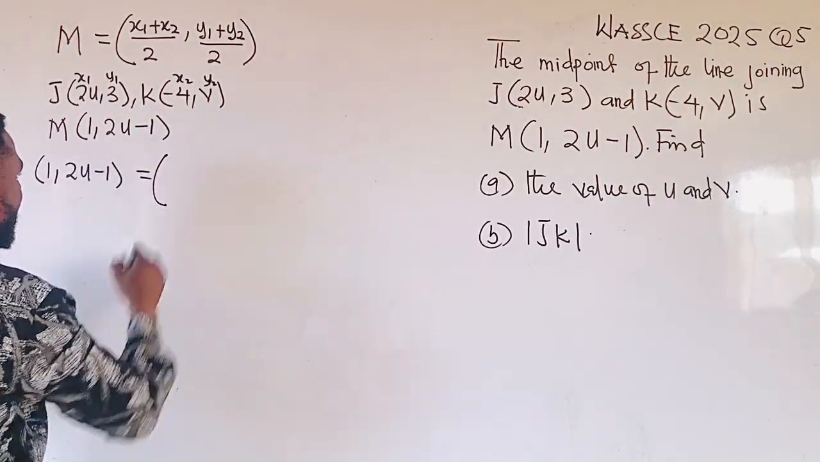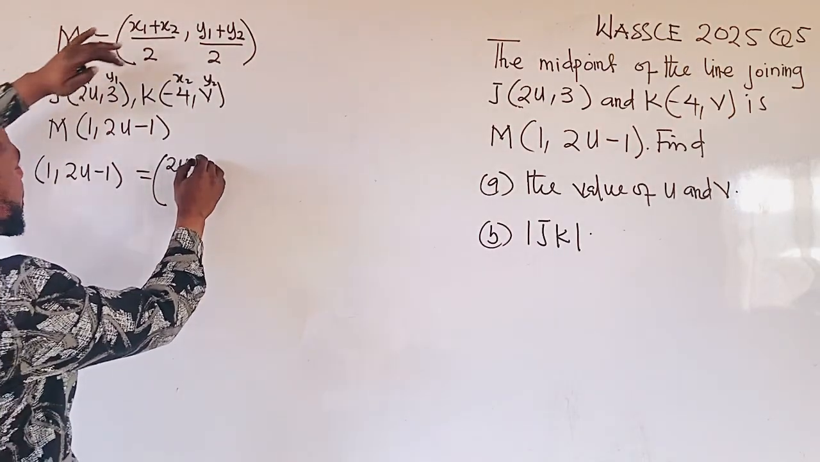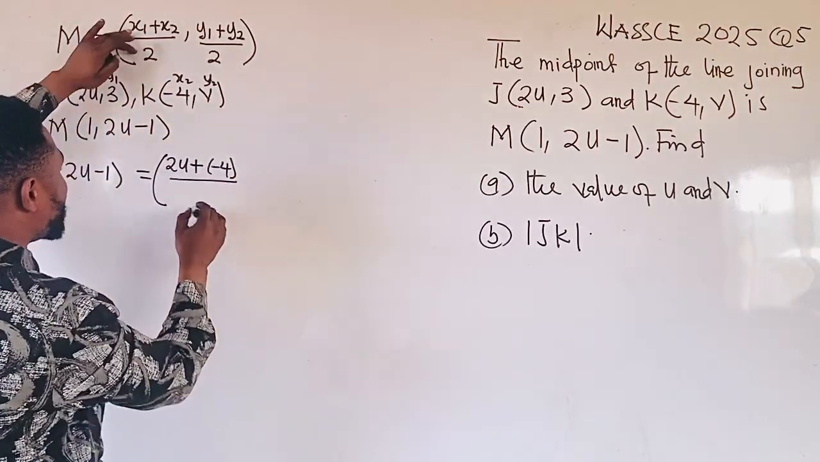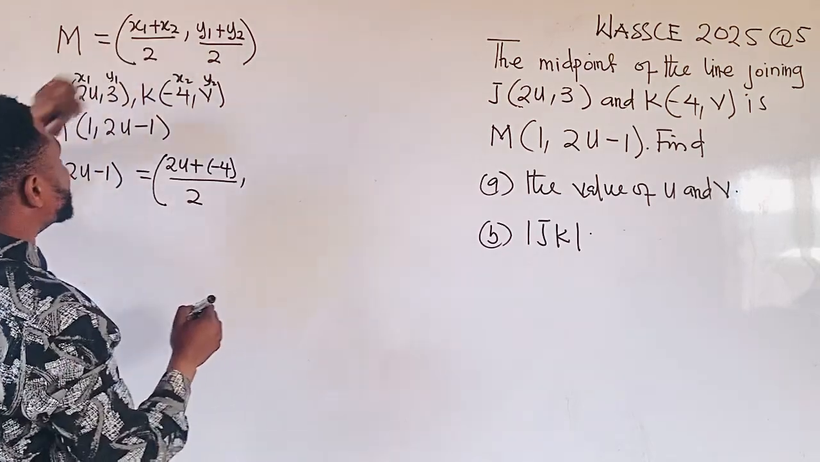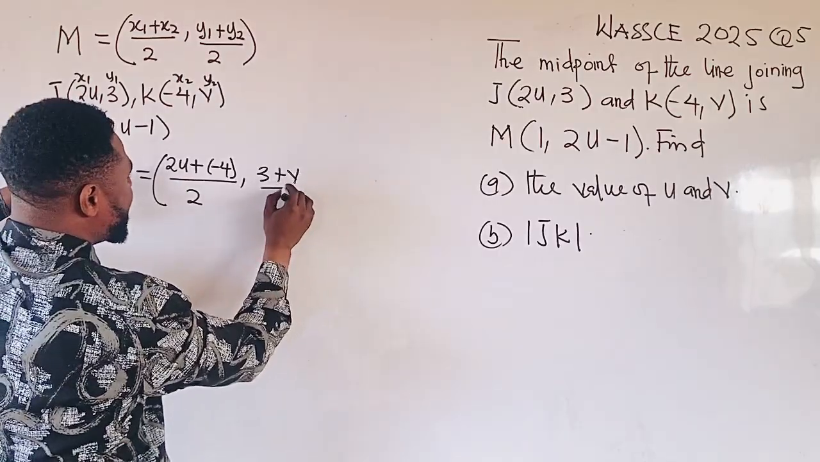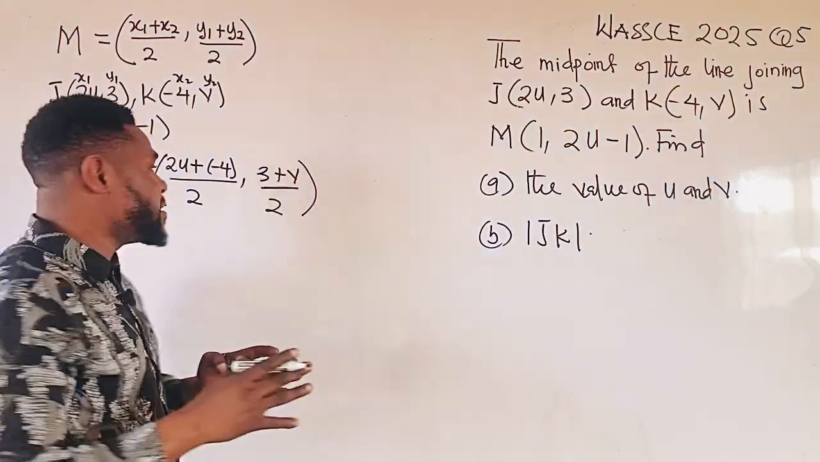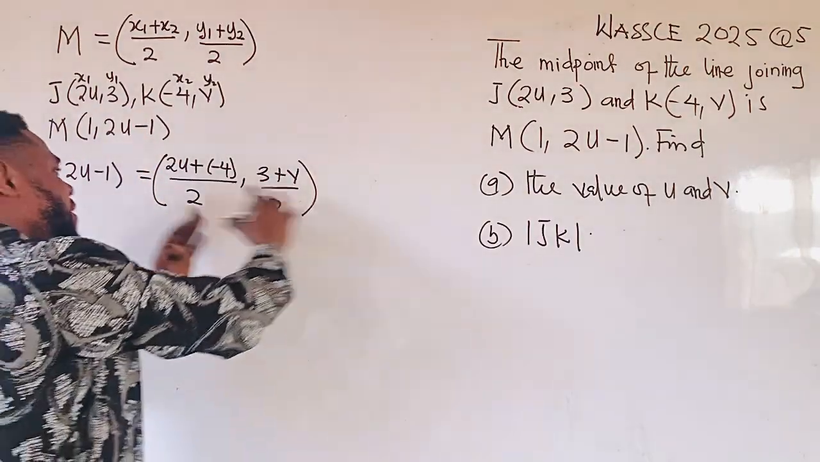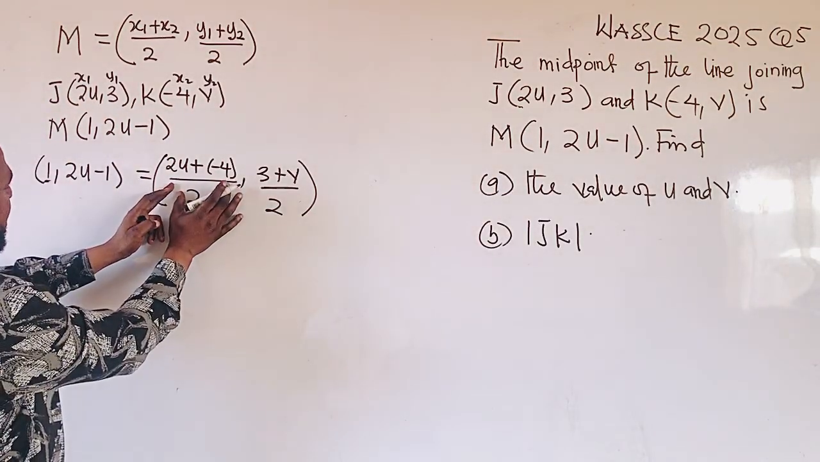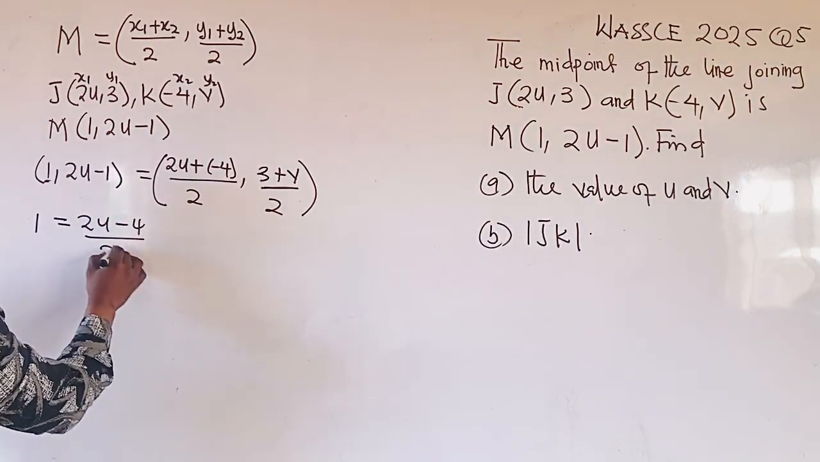So let's see how we can fix it. We have x1, which is 2u, plus x2, which is negative 4, all divided by 2. Then we have y1, which is 3, plus y2, which is v, all divided by 2. By the principle of equality in mathematics, what is on the left hand side is equal to what is on the right hand side. Therefore, our 1 here will be equal to this. So we say 1 should be equal to 2u minus 4, all divided by 2.